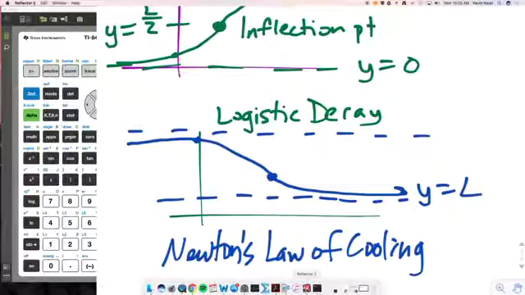If this would be a Newton's law of cooling, then you have a cup of hot coffee that you set out on the counter. It's actually losing temperature pretty rapidly in the beginning, and then halfway between these two horizontal asymptotes, it's going to start losing temperature more slowly because it's getting closer and closer to the room temperature, which would be the limit to growth here. So there are applications of logistic decay.